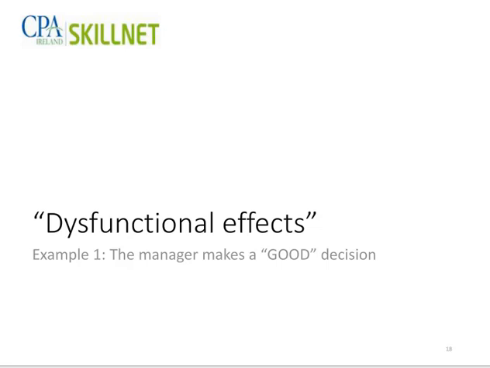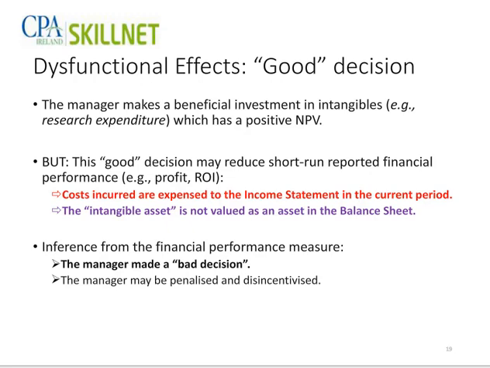This first illustration of a possible dysfunctional effect is in a case where the manager has made a good decision, but this isn't captured by the performance measure used. In this first example, the manager makes a beneficial investment in an intangible asset, for example something like research expenditure, which is to the long-term benefit of the organisation and its shareholders, and in that sense has a positive net present value.